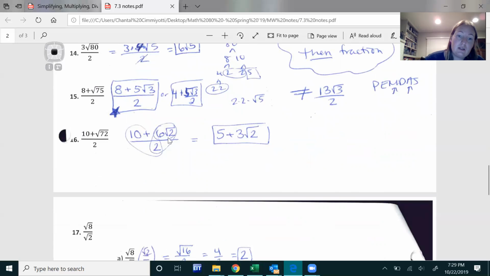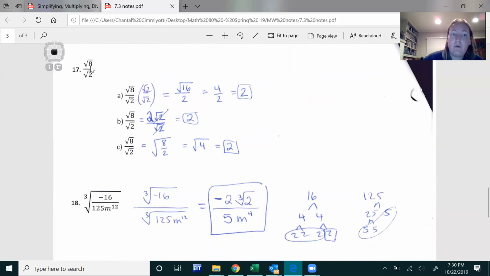Root 72, 6 root 2. Now both of these coefficients do go into 2. And I'm looking at 10 and I'm looking at 6. Because I have 6 of these root 2's, if I divide by 2, I'll have 3 of the root 2's. And 10 divided by 2 is 5. And then this, as I just said, would be 6 root 2. You do not take half of the root. It's about the coefficient, not about the radicand.